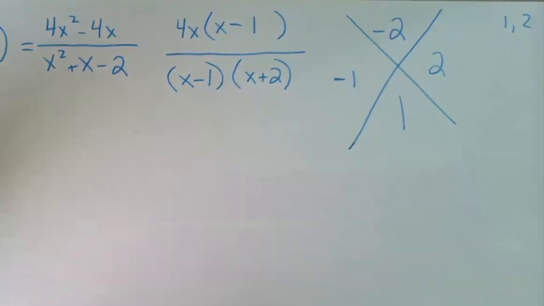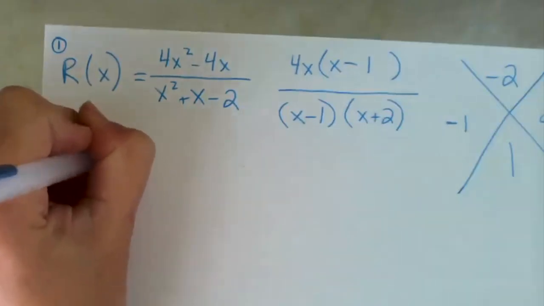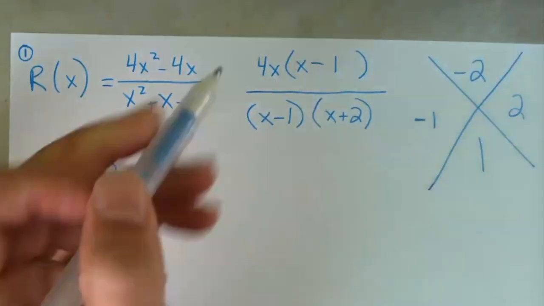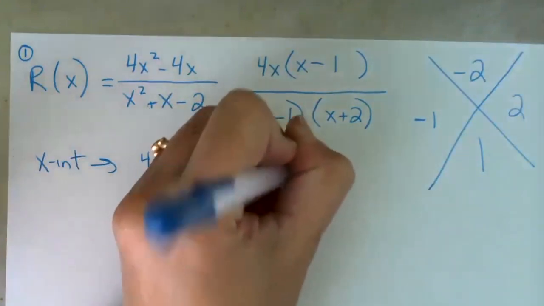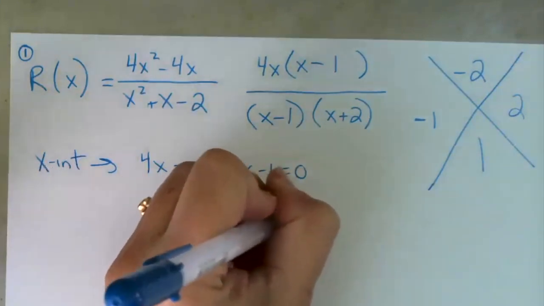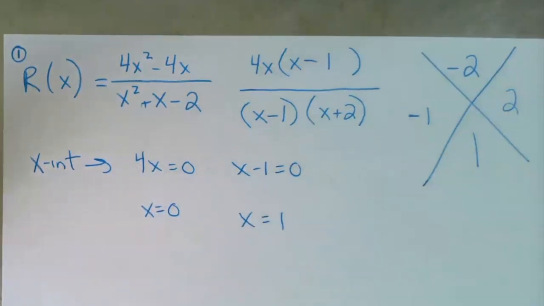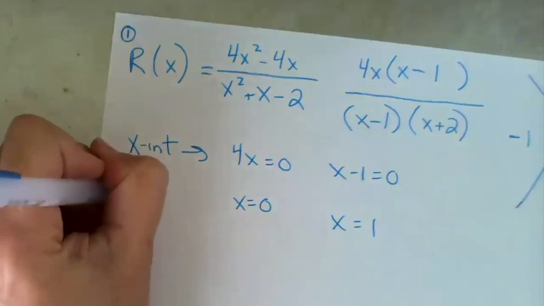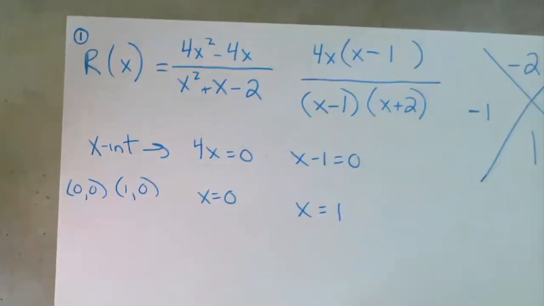And then finally, if I take a look at this equation we were working on. So again, here's our rational function. Here's our factored form. To find my x-intercepts, those are the zeros of my numerator. 4x equals 0. X minus 1 equals 0. X equals 0, x equals 1, right? By doing opposite operations, dividing by 4, adding 1. So that means I have the points (0, 0) and (1, 0) for my x-intercepts.